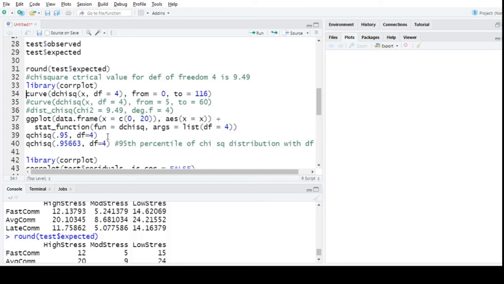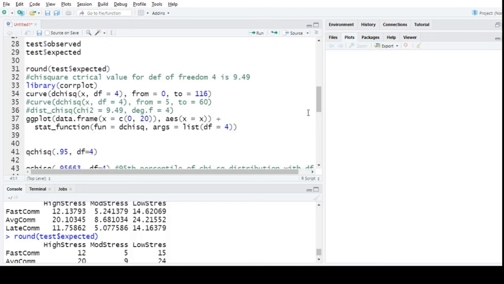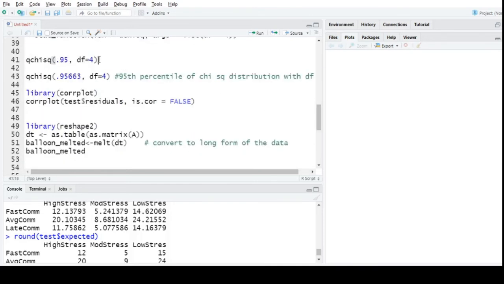There is a significant degree of association between the stress attribute and the commuting attribute. So I wanted to show you one thing here. Let me just go to this particular function, rather than plotting the graph right now. As I said, there are certain functions which are important in chi-square, and this is one of them. What it says is the 95th percentile of the chi-square distribution with degree of freedom 4. This is the 95th percentile, right?